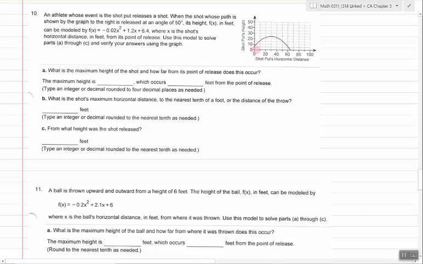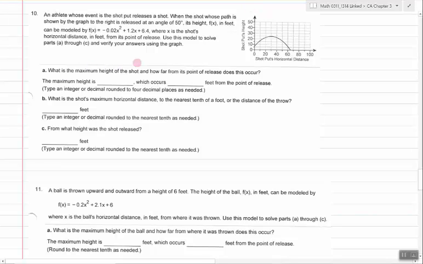The y value is its height in feet, and it can be modeled by this function, because this is literally the path of a shot put. All right, so here is the function. And x is the horizontal distance, y is the height. Let's see what the questions are.